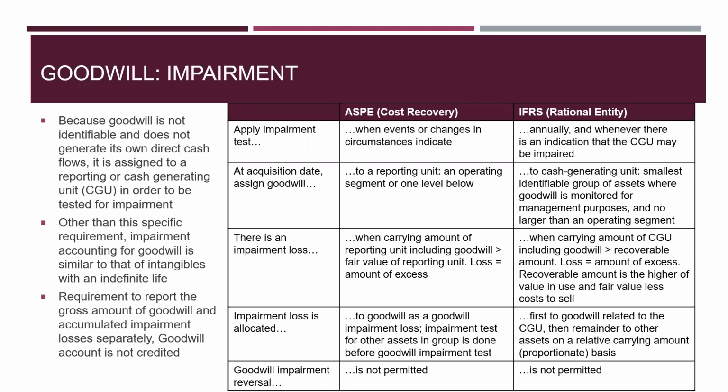Your impairment loss is going to be allocated first to goodwill under IFRS, and then the remainder to the other assets based on their relative carrying amounts. Under ASPE, we are going to allocate that to the goodwill impairment loss, and the impairment test for the other assets in the group is done before the goodwill impairment test is done. The reversal of the goodwill impairment is not permitted under IFRS or ASPE when it comes to goodwill.